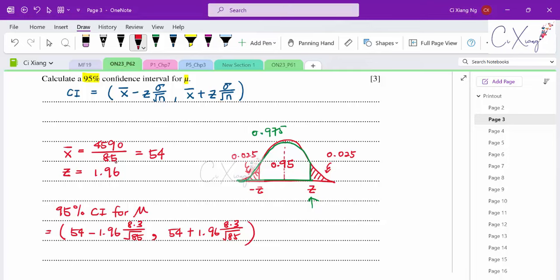Then try to find out the answer. For me, I directly correct it to 3 significant figures. So the answer should be 52.2 and also 55.8. Of course, when you press the calculator, the value will be very long, so we should correct our final answer to 3 significant figures. So this is the final answer, correct to 3 significant figures. This is how we answer part A. Then let us continue to part B.